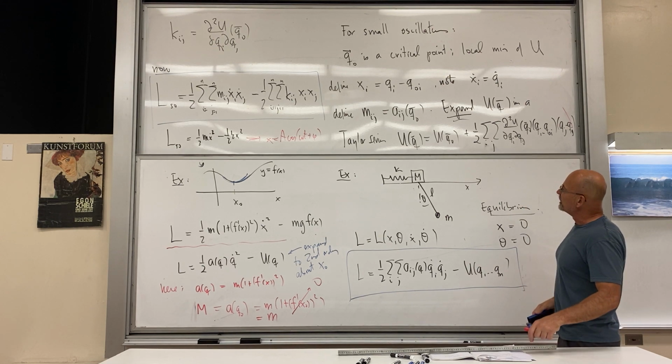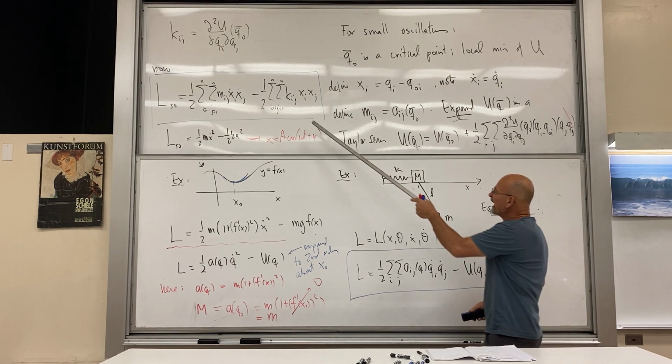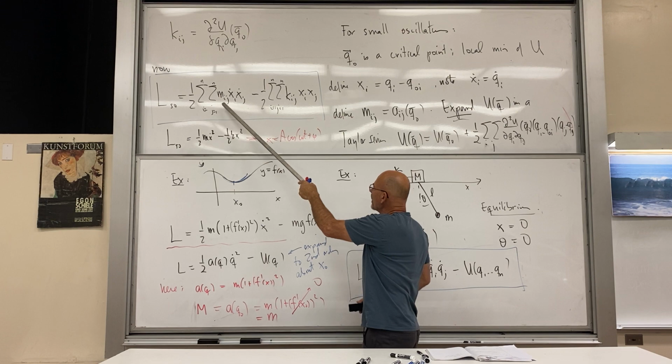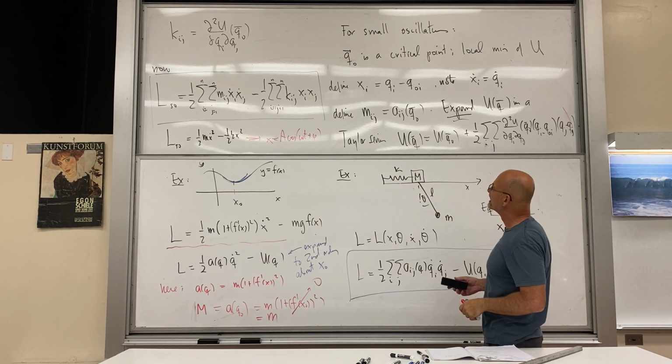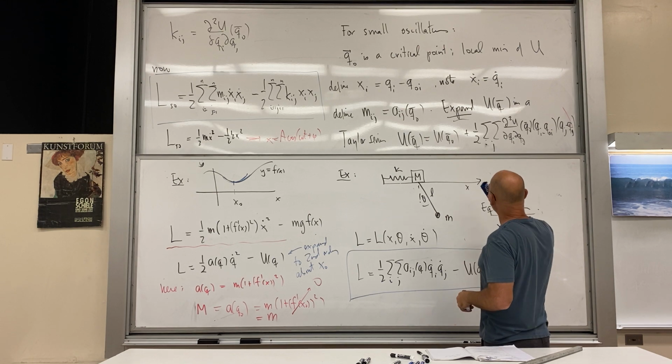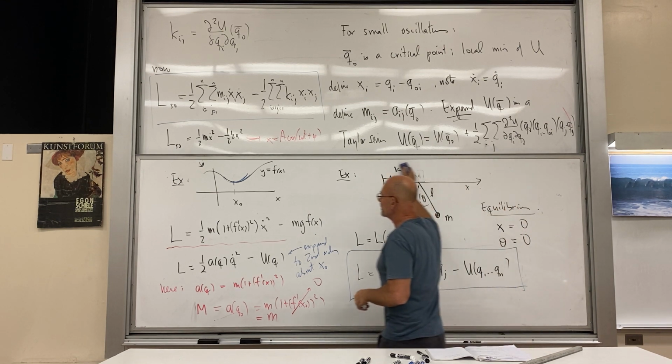So here's what we're going to do next. We have now found the small oscillations Lagrangian. We now find the Euler-Lagrange equations for it. And that's as far as we'll get today. So we'll do that.